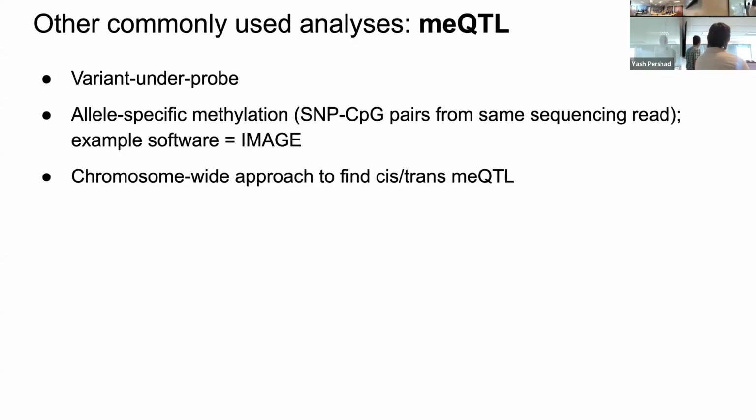This is not a problem with EM-seq. So I think that's a big advantage, especially if you're applying it to non-European samples, essentially. That's the only point I wanted to mention about variant under probe: there are no probes, so there can be no variants that disrupt the binding of the probe, which is valuable.